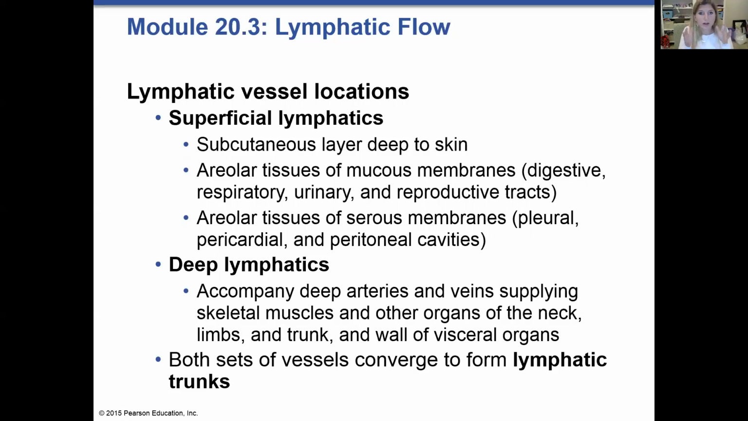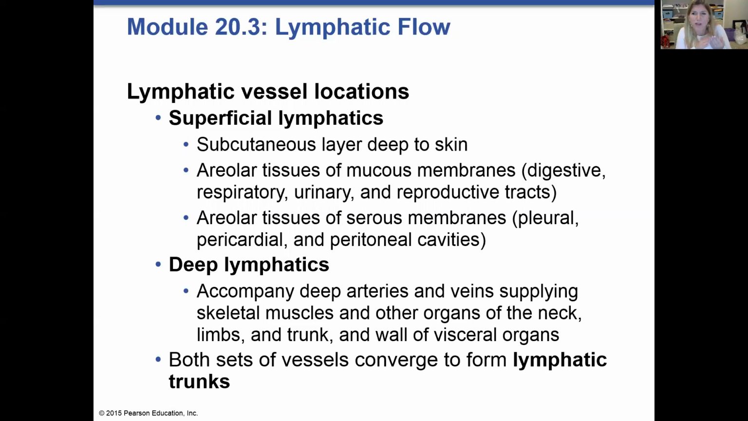So they're there, again, to help aid in protection and suck up extra fluid or any junk that might be accumulating. The deep lymphatics are the ones that accompany those capillary beds in the deep vein and artery networks that supply our skeletal muscles, our neck, the visceral organs, etc. All of the vessels converge, and they form what's called a lymphatic trunk, right?